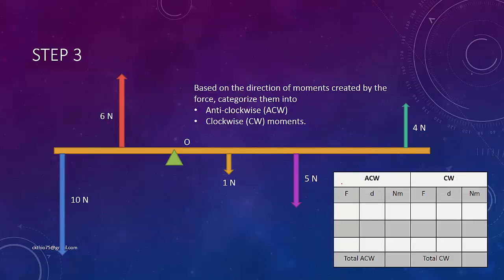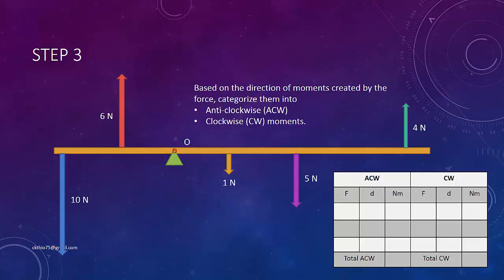Okay, so right now create a table that has anti-clockwise and clockwise separated, and force, distance, and turning moment. So the next step is to categorize the direction of the moments created by the force and categorize them according to anticlockwise or clockwise. So how do we determine it?